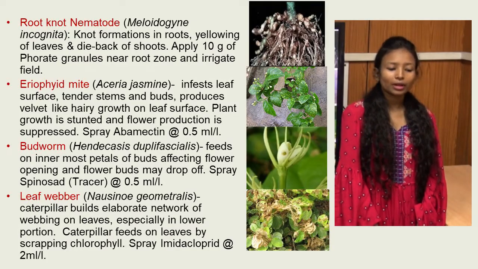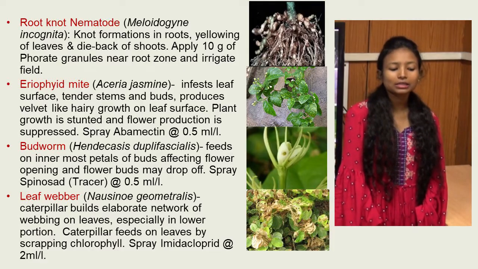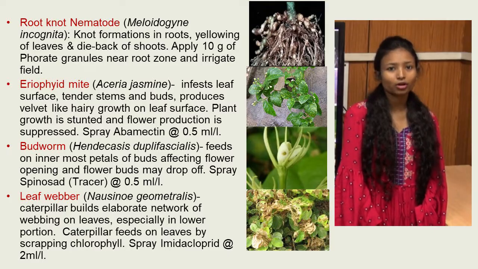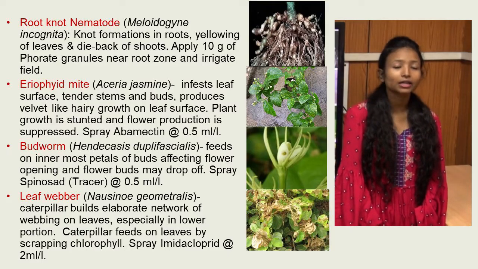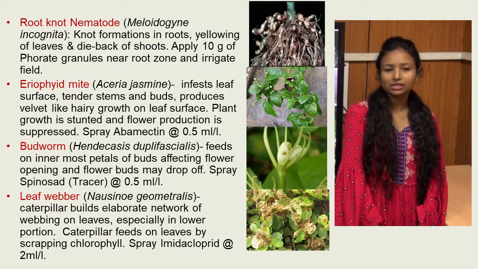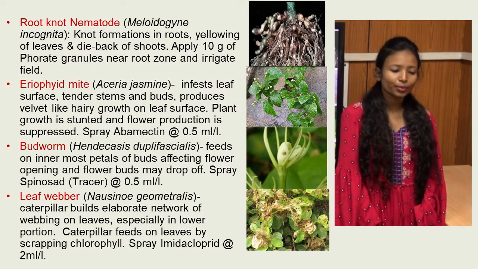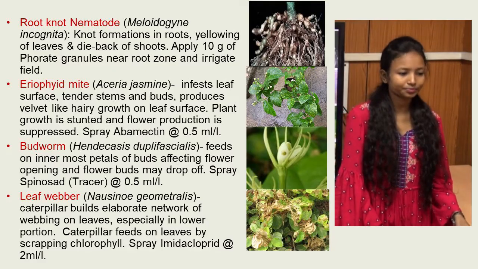The last pest is the leaf webber. What it does is, the caterpillar of the leaf webber builds an elaborate network of webbing mainly on the leaves, and it feeds on the chlorophyll of the leaves, and it can be controlled by spraying imidacloprid at the rate of 2 ml per liter.